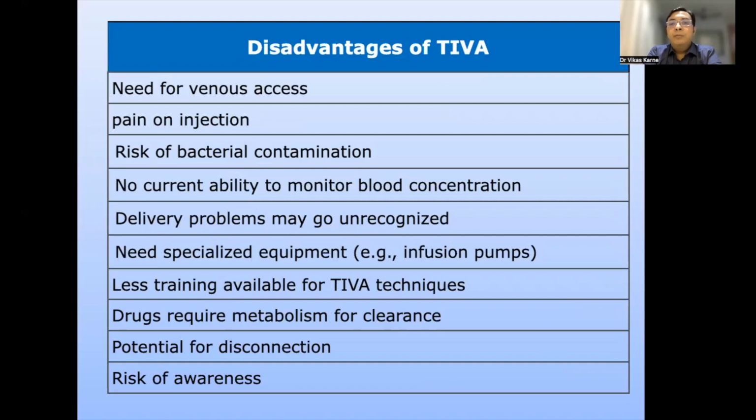Delivery problems may go unrecognized and cause serious problems in the surgical setups. We need specialized equipments like infusion pumps. There's less training available for TIVA technique currently. For metabolism and clearance, we depend on the body systems. Potential for disconnection is there and can cause lighter planes of anesthesia, which may lead to risk of awareness.